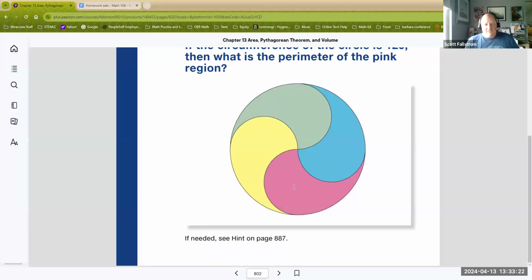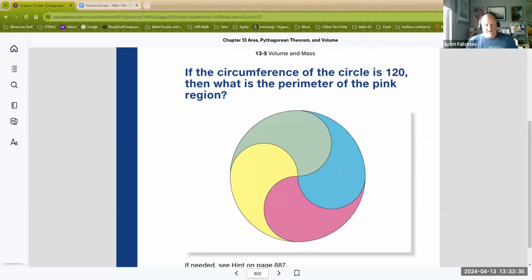Hello, students. Getting into chapter 13, dealing with a little bit of linear measure. Now, this problem at the beginning is really pretty cool. It looks like it's going to be very, very complicated to find the perimeter of the pink region. But when you really look at it, you're like, well, wait a minute. What is the perimeter of the pink region composed of? Well, it's composed of a couple of chunks.